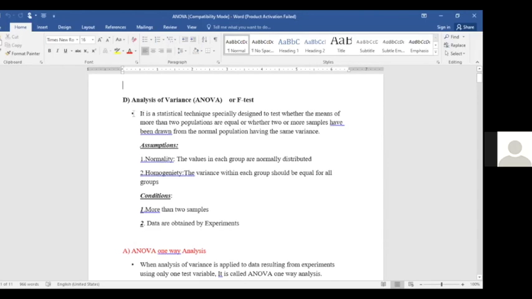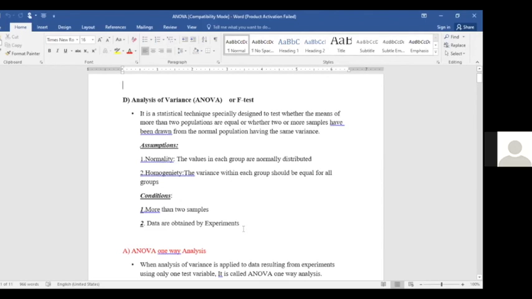So for more than 2 samples, go for ANOVA, and before using the ANOVA test, you have to check normality and homogeneity. Now in SPSS, whether there is homogeneity or not is easily available. There is a technique available. The condition for applying ANOVA is more than 2 samples.